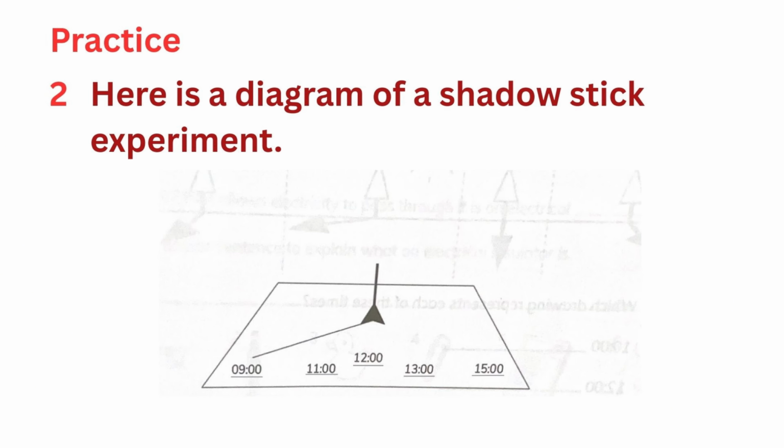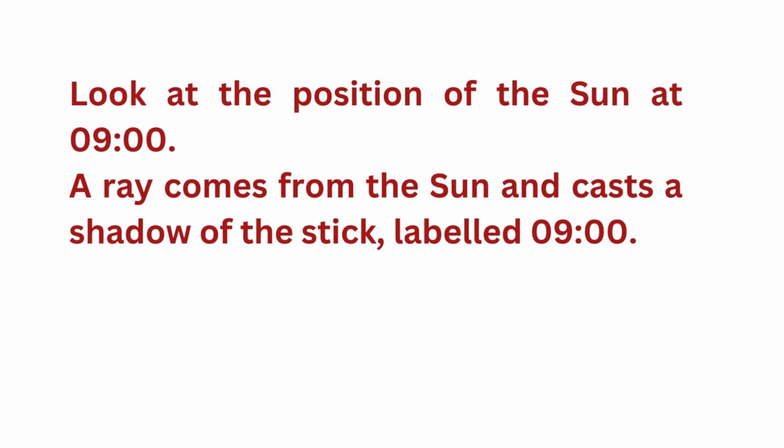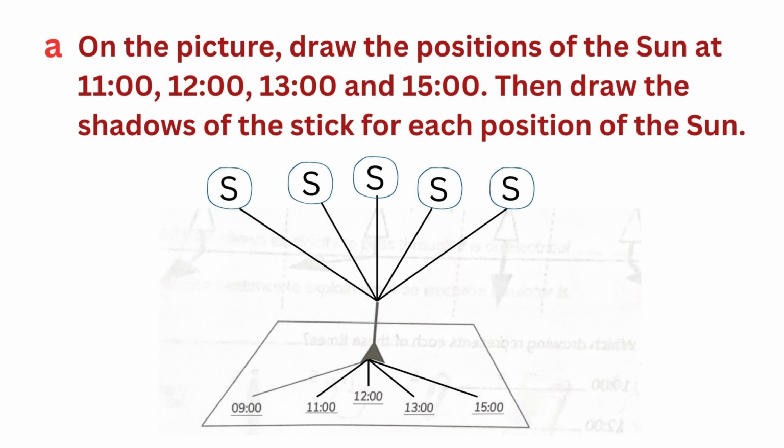Practice. Question number 2. Here is a diagram of the shadow stick experiment. Look at the position of the sun at 9. A ray comes from the sun and casts a shadow off the stick. Label 9. A. On the picture, draw the position of the sun at 11, 12, 13, and 15. Then draw the shadows of the stick for each position of the sun.